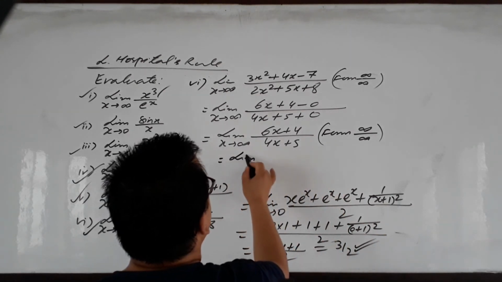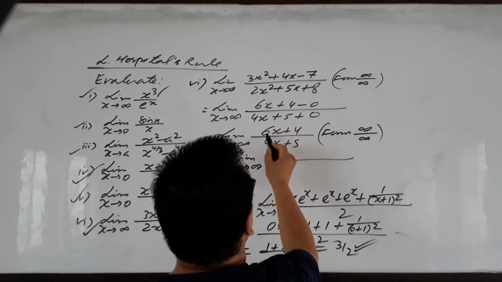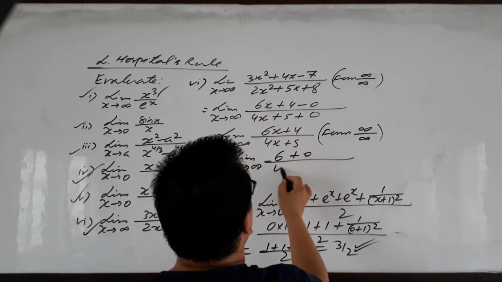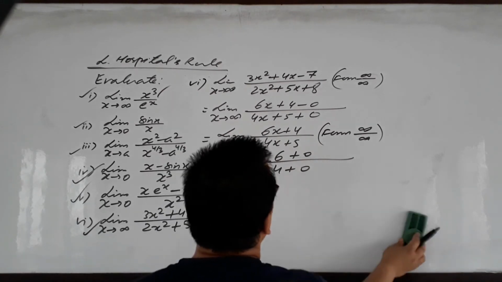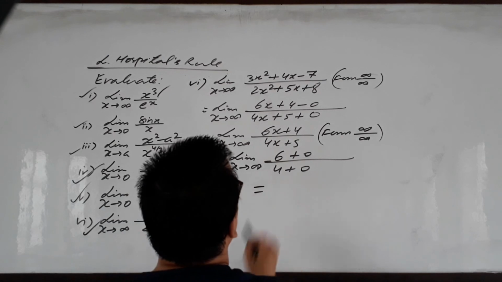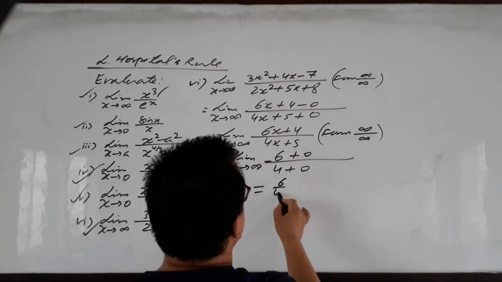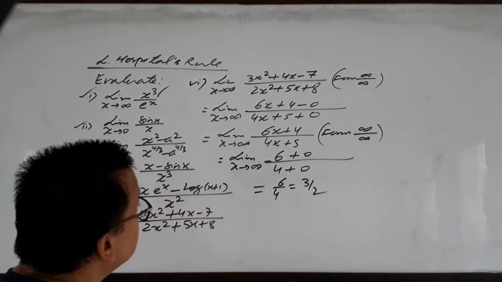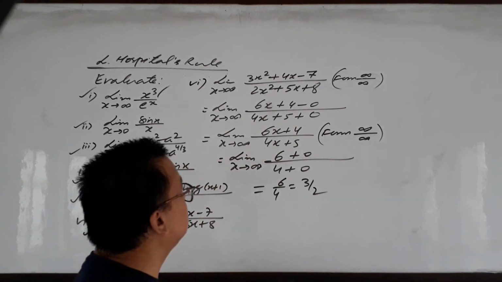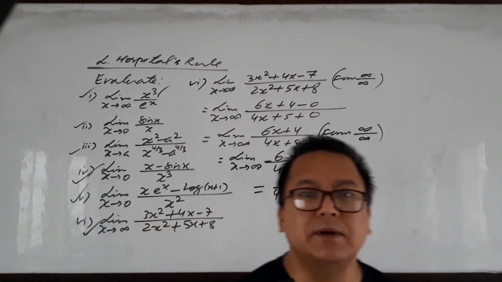So let's apply L'Hospital again. According to L'Hospital, we have to find the derivative: 6 plus 0 over 4 plus 0. There is a constant, so it becomes 6 upon 4, so 3 by 2. So this is the limit of the given function.